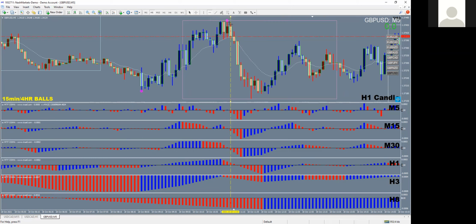Where's your exit? Okay, how many pips is that? 20-some, 22. Okay, so that's 51 pips. Would you enter again? Here. Okay, let's go there on the two ball. Vertical line, yeah. Drop it down to the 5 minute.